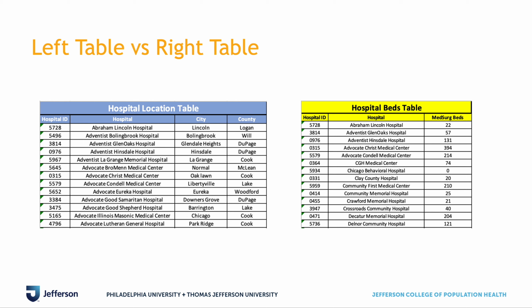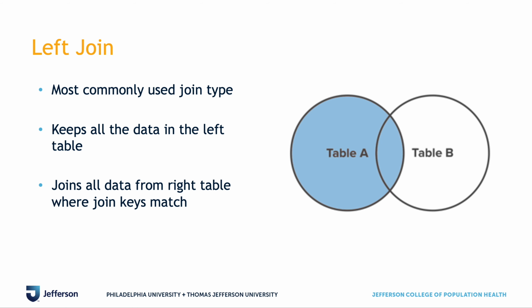And so we could think of the left table as the primary table, the table that we will most likely keep the most columns from. That way, we could think of everything as: this is what we have, and we need to get this information over to that table. And with that, the left join is probably the most commonly used join. It keeps all the data in the left table, or our primary table, and will join all of the data from the right table where the join keys match.